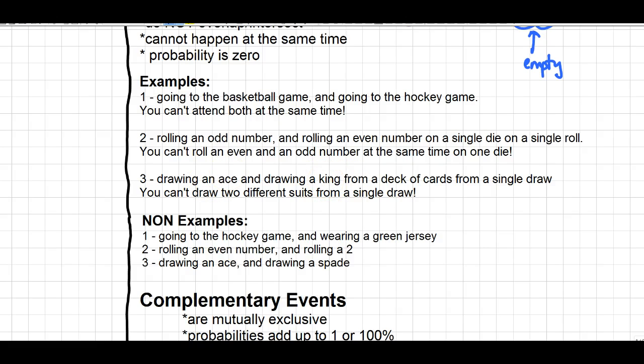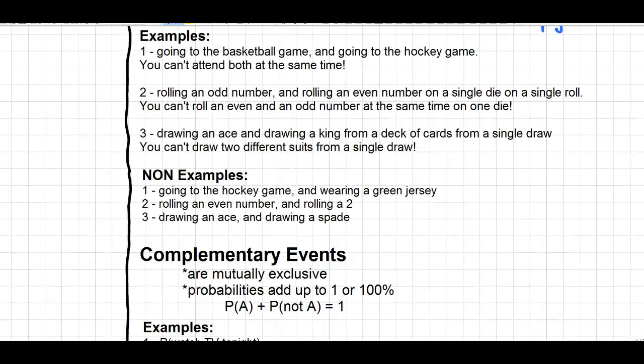Let's look at some non-examples, examples that are not mutually exclusive. The event of going to a hockey game and a different event of wearing a green jersey. Is it possible to do both at the same time? Absolutely. So going to a hockey game and wearing a green jersey are not mutually exclusive because they can occur at the same time.